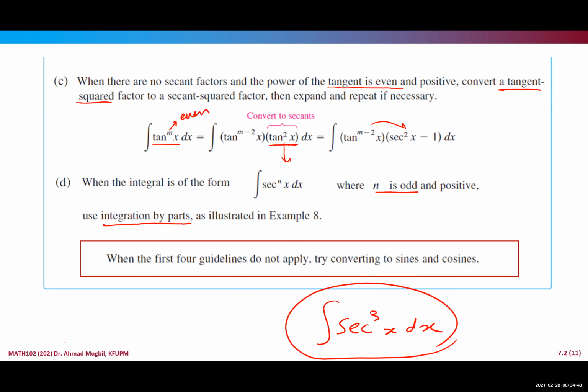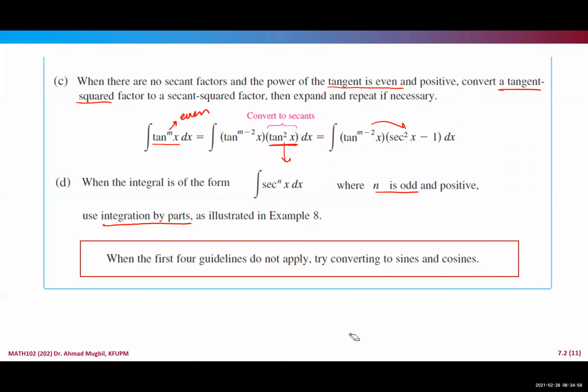What else? When the first 4 guidelines, from A to D, don't apply, when they cannot help you, then try converting to sine and cosine. And this, of course, does not always work, but if you are not able to deal with them with the previous 4 guidelines, then try converting to sine and cosine.